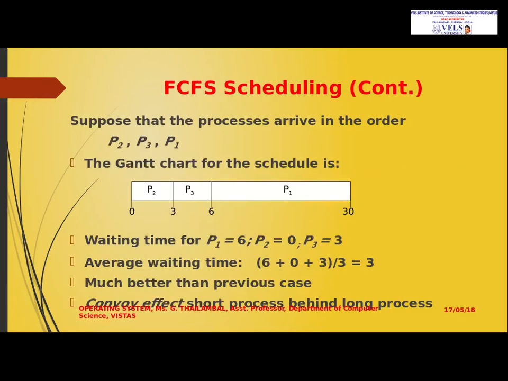And what is the convoy effect? Suppose first come first served doesn't have any criteria to allocate, therefore the shortest process will be waiting for the longest process to get completed. That type of waiting needs to be avoided, so that effect is called the convoy effect. If the shortest process is waiting for the longest process to get completed, it will wait for a longer time. It doesn't know when it will actually get executed. That effect is called the convoy effect.